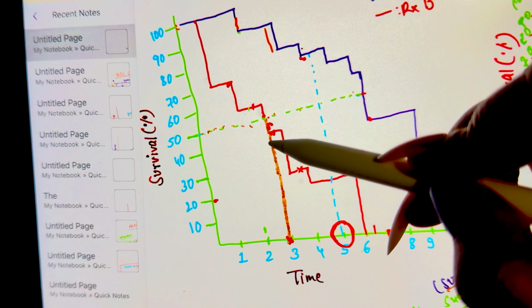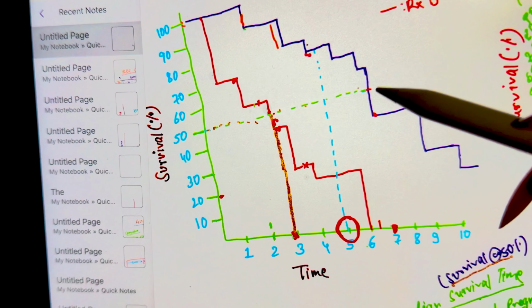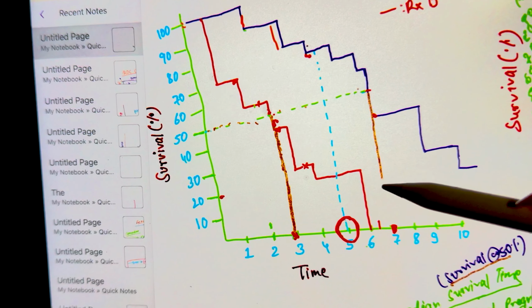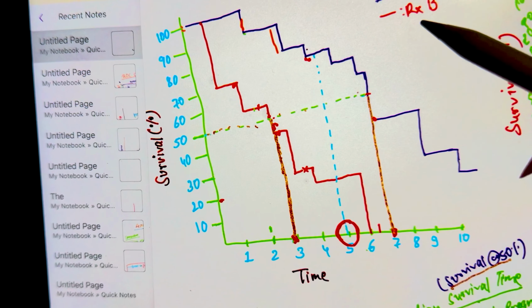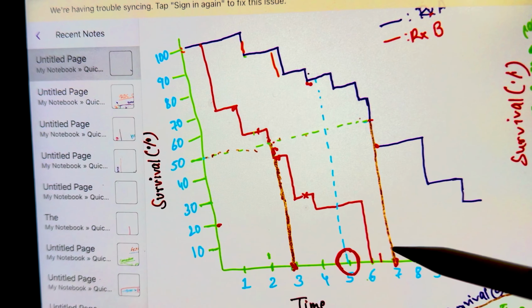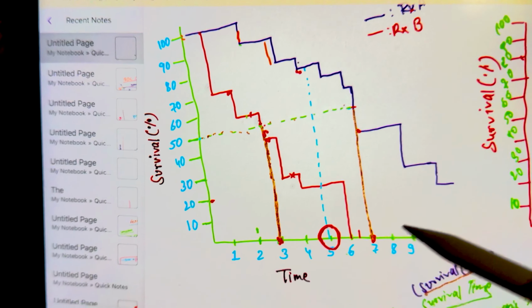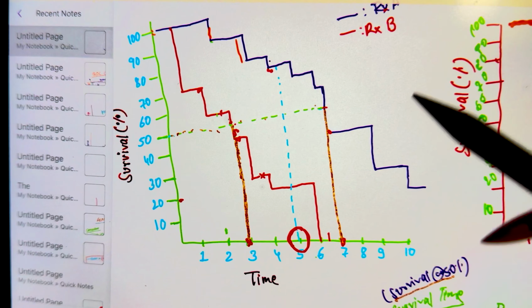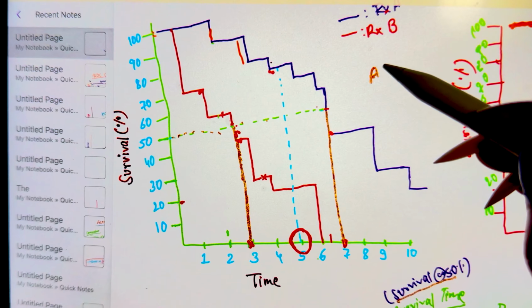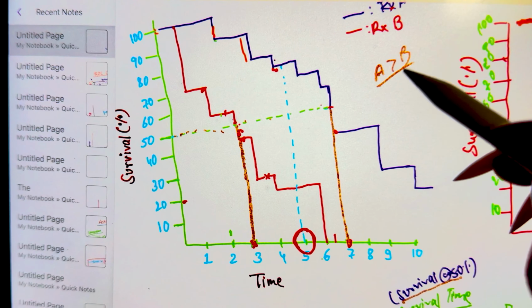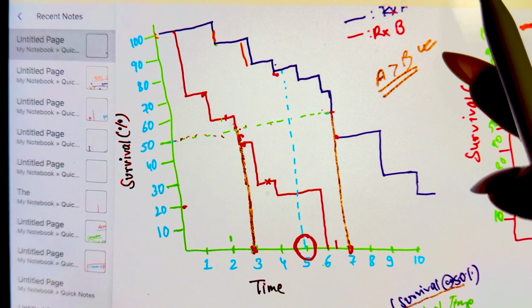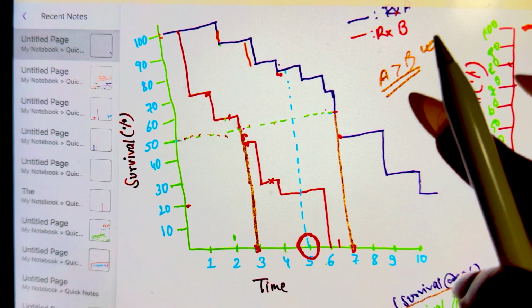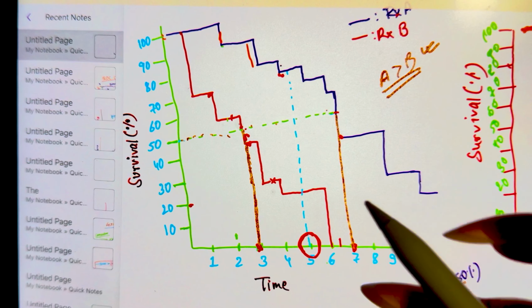This will be 3, whereas the median survival for treatment A will be 7, right? So which will have the better survival time? Of course, treatment A will be better, it will have the better survival time. So this can be one possible question from this KM curve.